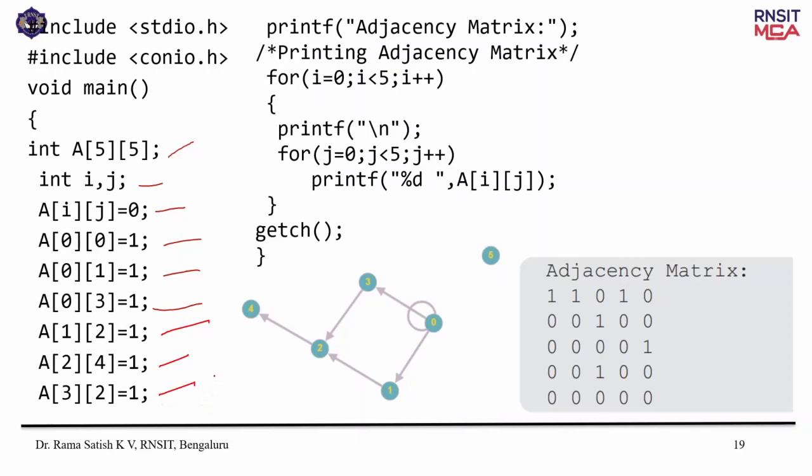And of course, once the adjacency matrix is written, then you print the adjacency matrix. The adjacency matrix is printed here. So this is how it has been written. And of course, finally, when you execute this program, it is going to display an adjacency matrix.